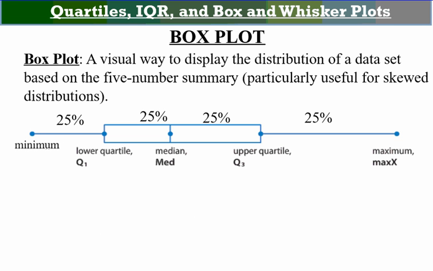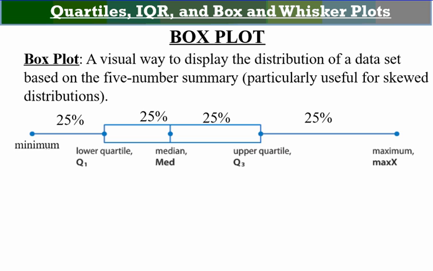Once you have the 5-number summary, you can then use it to construct a box plot. And a box plot is a very helpful descriptive statistic. It's a chart, graph of sorts, that allows me to see how my data set is spread out. So a box plot is a visual way to display the distribution of a data set based on the 5-number summary. It's particularly useful for skewed distributions because for skewed distributions, we rely more on the median than the mean because the mean is greatly affected by outliers and skewness.